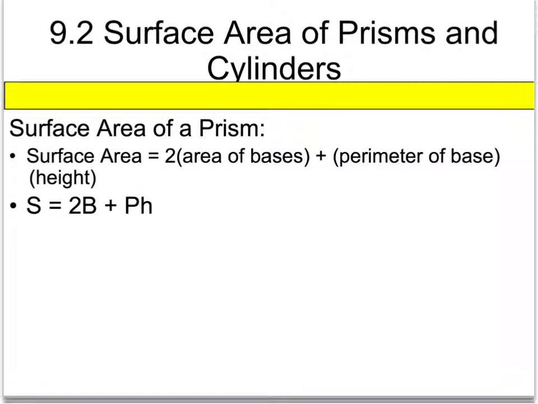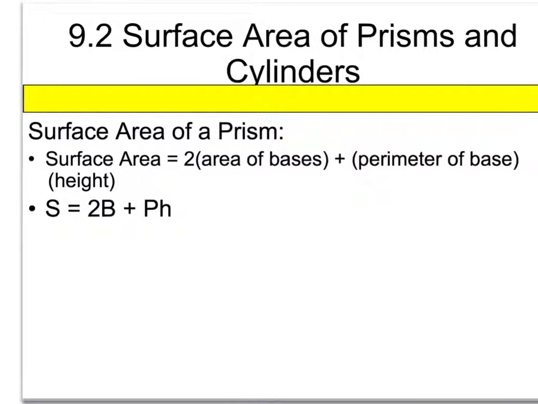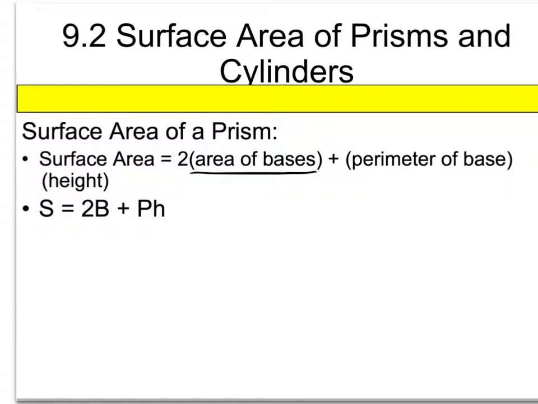First one we're going to be talking about today is the surface area of a prism. In order to find the surface area of a prism, we take 2 times the area of our bases, plus the perimeter of our base times the height. So the biggest thing is the area. What is the area of our base?